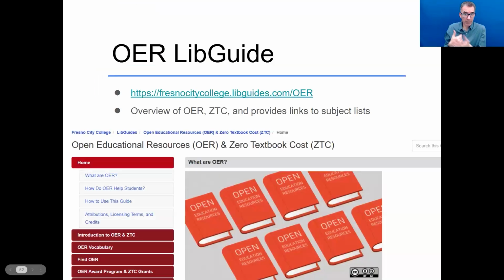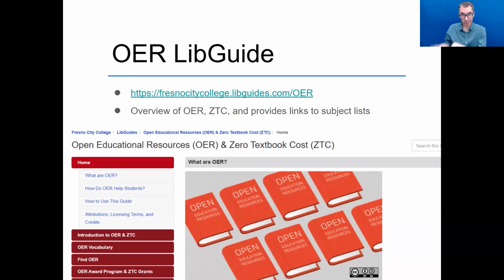Okay, and then the last resource that I want to highlight is our OER LibGuide. And this is one that I've been trying to update this past year to include more information just about what OER and ZTC looks like on FCC's campus. There's also a video on there that shows you how to mark your course ZTC in the online schedule using the Follett Discover system. There's also a video for students showing them how to find ZTC courses in the online schedule. So check out our LibGuide.